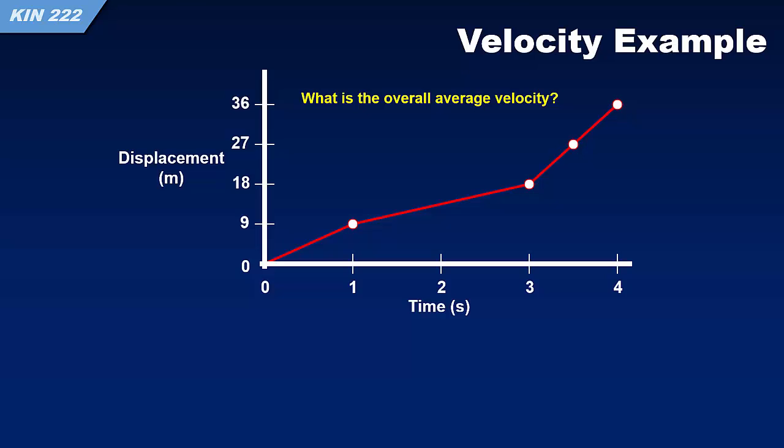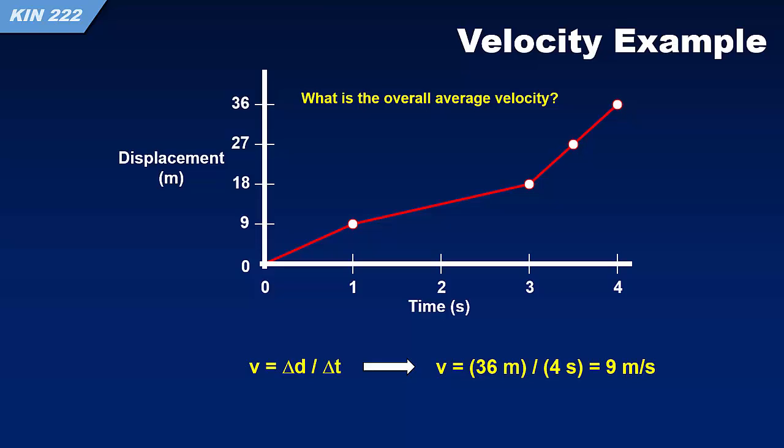If we want to look at the overall average velocity, we want to look at the total displacement over the total time. In this case, the total change in displacement is 36 meters, and the change in time is 4 seconds. So we get an average velocity of 9 meters per second, which is the same as the previous graph where the person was going at a constant velocity, because they've still crossed the same 36 meters in the same 4 seconds. But obviously in this example, they're not going at a constant velocity.